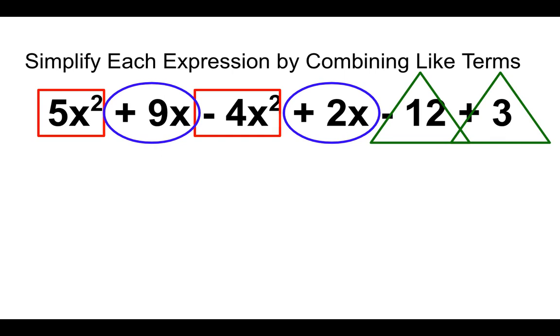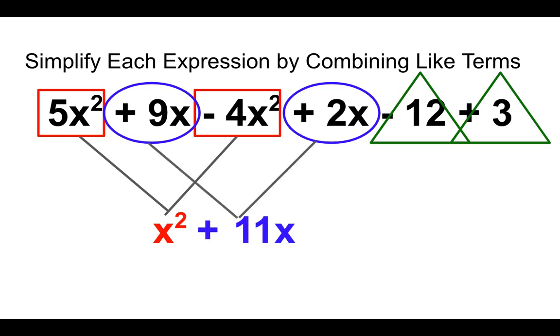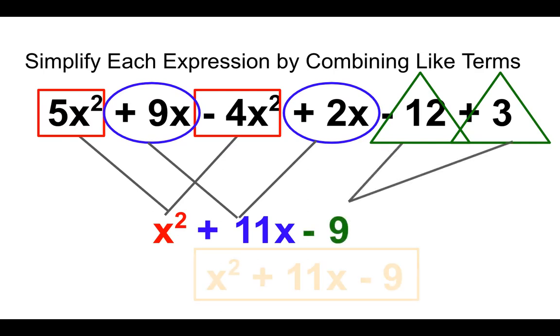For the squares, 5x squared minus 4x squared, 5 minus 4 is 1, so we have 1x squared. The ovals in blue, 9x plus 2x is 11x. And then lastly in green, negative 12 plus 3 gives us a negative 9. This is our final answer, x squared plus 11x minus 9.